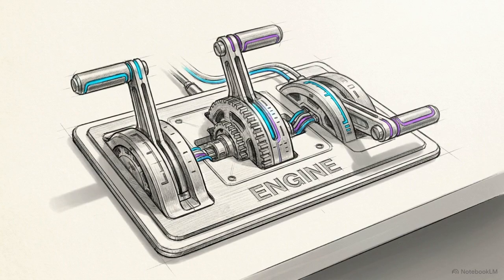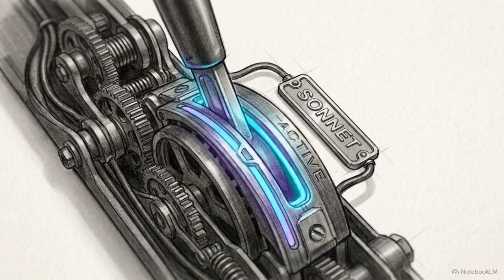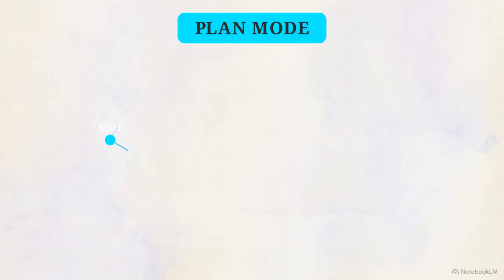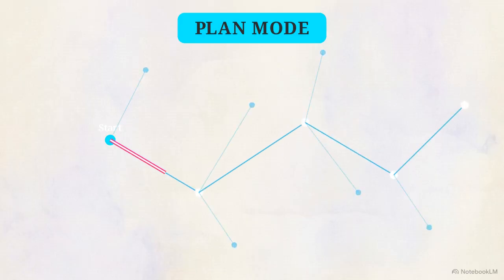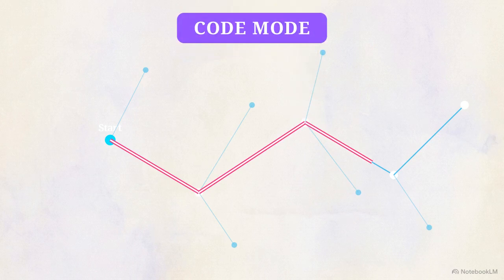To direct that work effectively, you have to choose the right engine. Opus for heavy architectural logic, Sonnet for fast everyday debugging, and Haiku for simple file edits. This digital roadmap represents Plan mode. Claude acts as a project manager, mapping a step-by-step roadmap. In Ask mode, it pauses for your permission before modifying the system. In Code mode, you grant full autonomy to execute the entire plan.